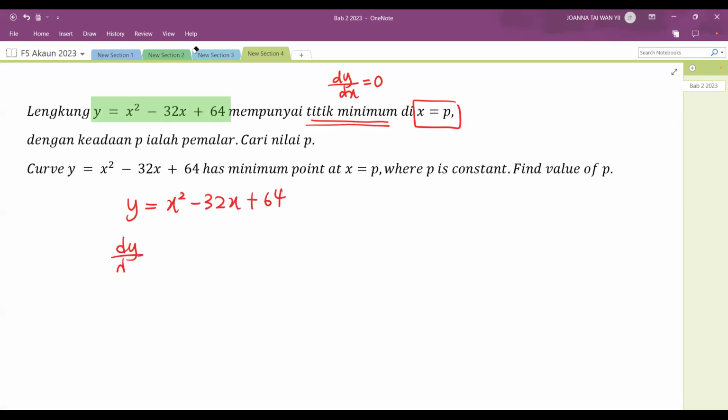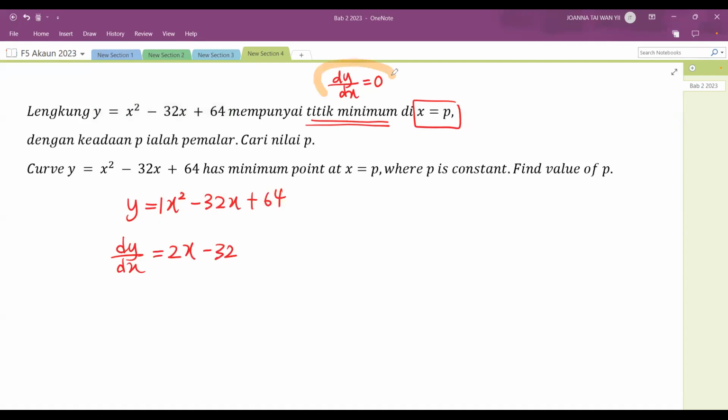Okay, dy/dx. 1x squared becomes what? 1x kuasa 2, 1 darab 2, 2 kan? 1 times 2, 2. x squared becomes x. Then negative 32x jadi apa? Negative 32, betul. 64? Nothing, ini kosong.